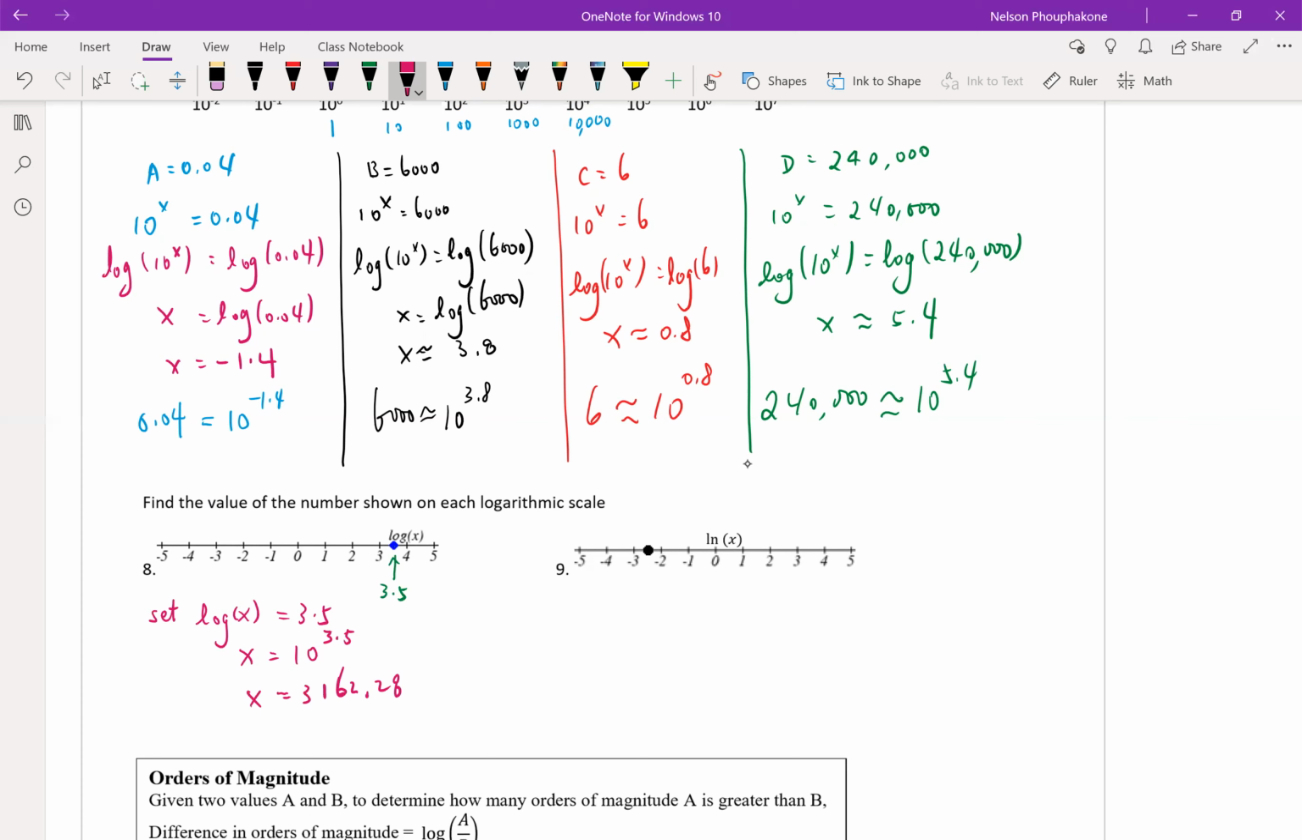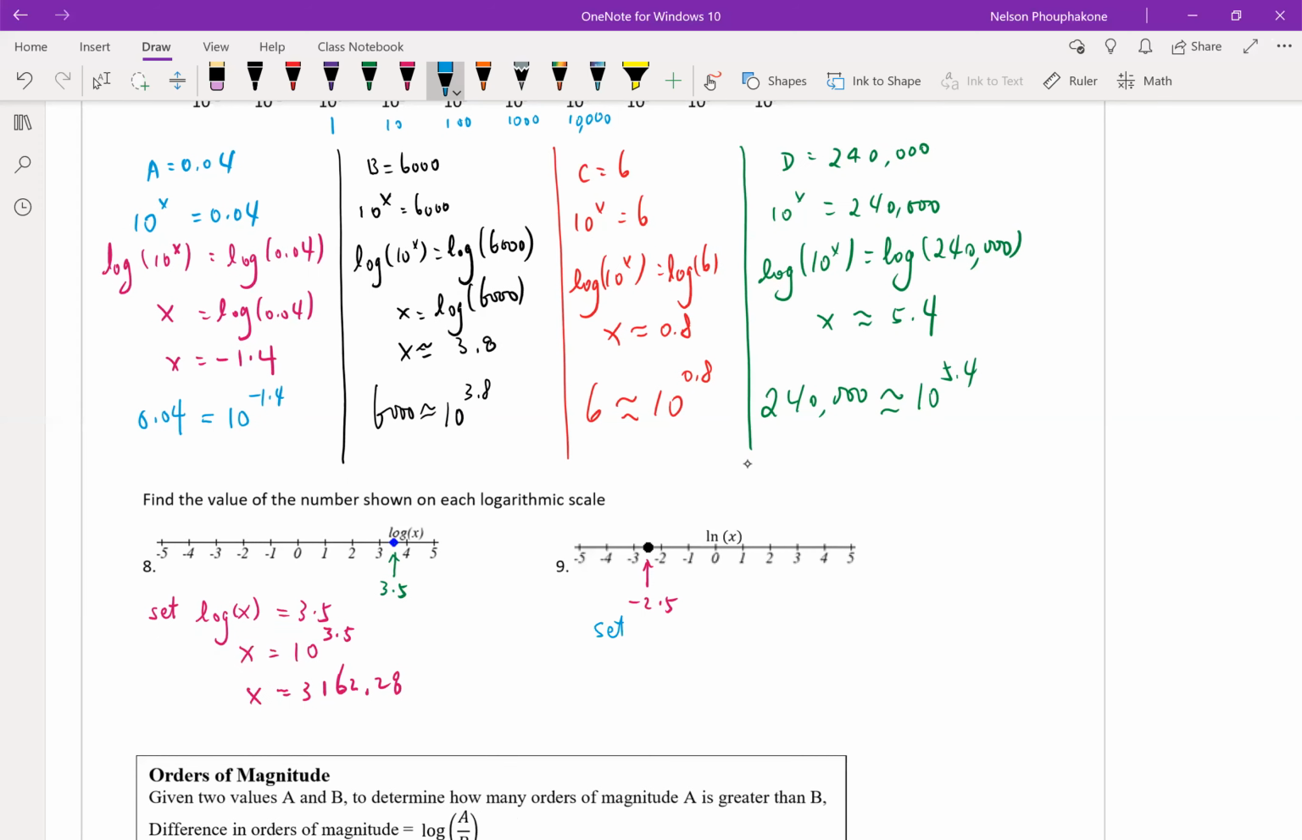Now to this one, the scale is actually natural log of x. And we know that this number right here is about negative 2.5. Then now we could set the natural log of x equal to negative 2.5. And remember the natural log of x, the base is e. So I have x is e to the negative 2.5. Then your calculator will tell you that this number is about 0.0821. Nice, huh?